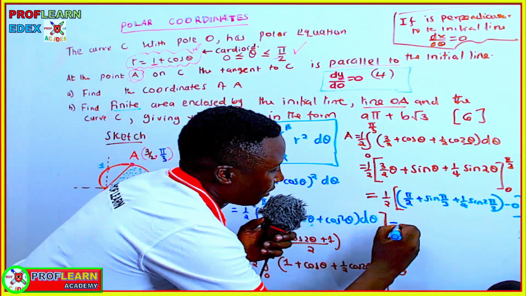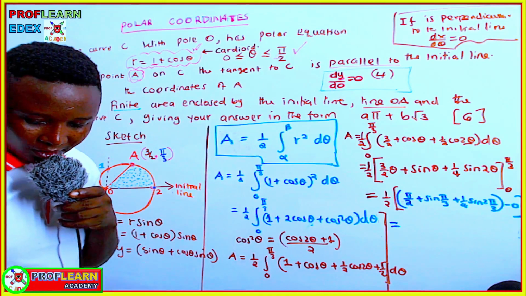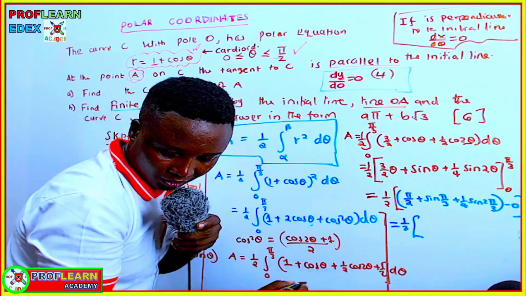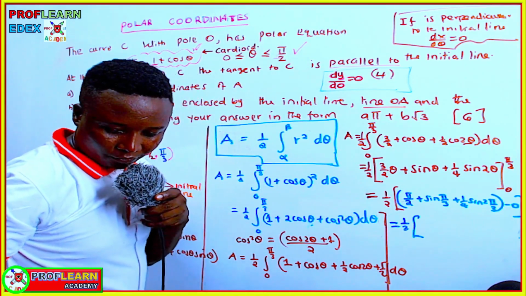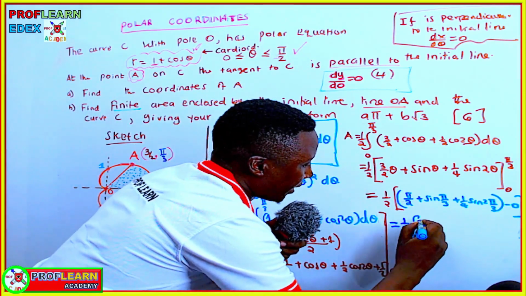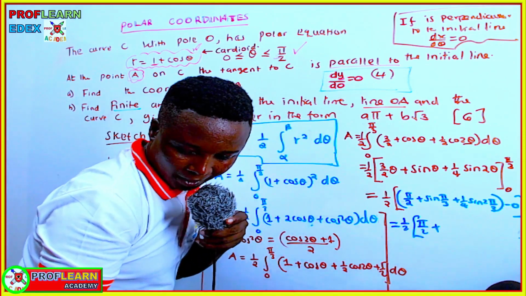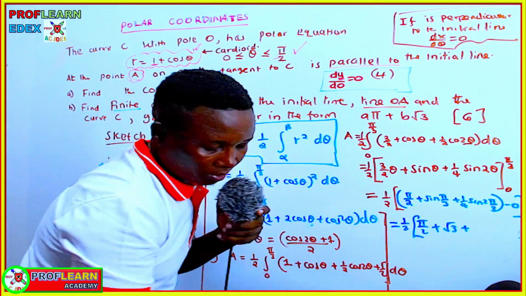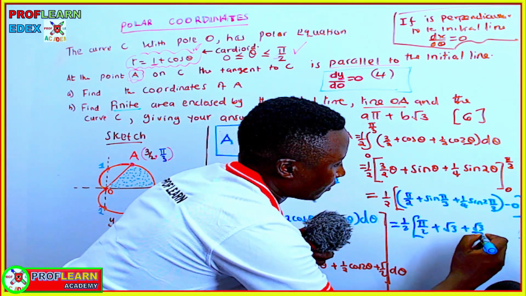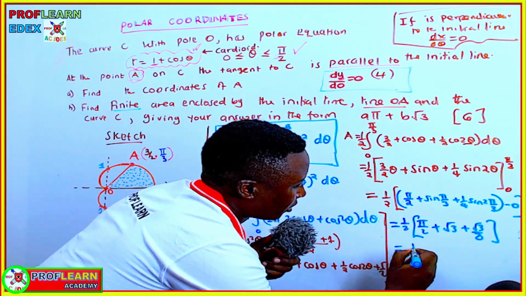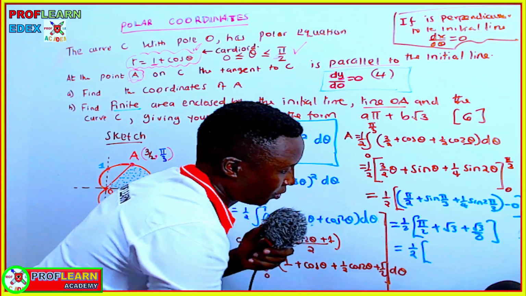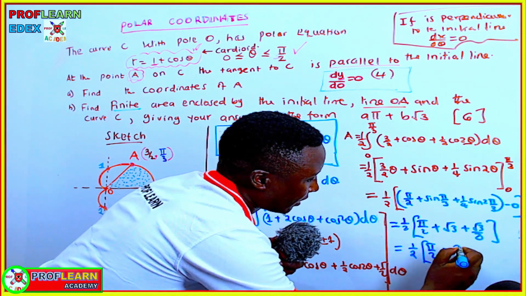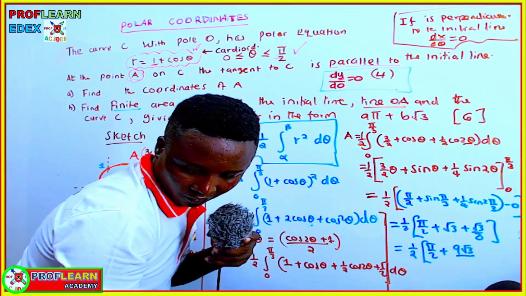So if you work it out, you are going to find that this is going to reduce to a half into bracket. Let me just check here. We have pi over 2 plus root 3, then plus this is root 3 over 8. So finally, we are going to have a half into pi over 2 plus 9 root 3 over 8.